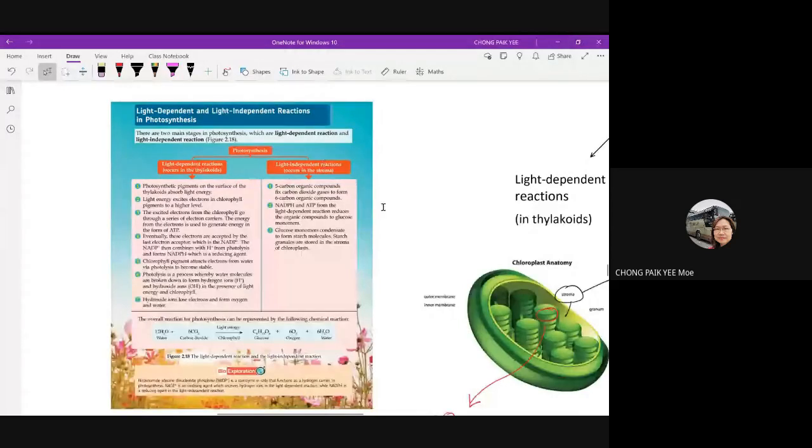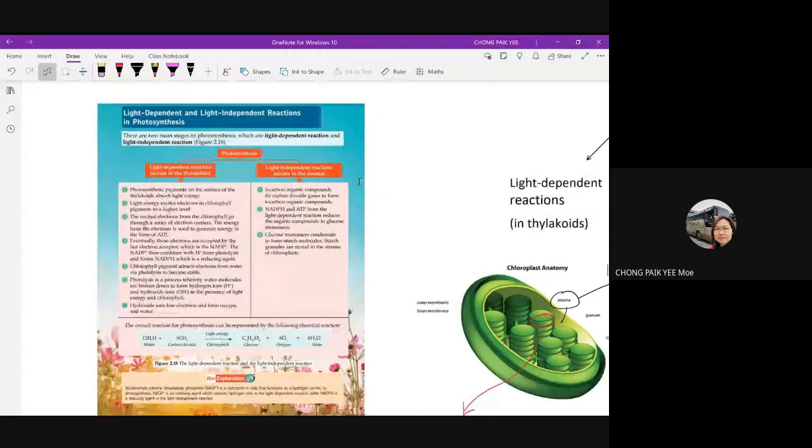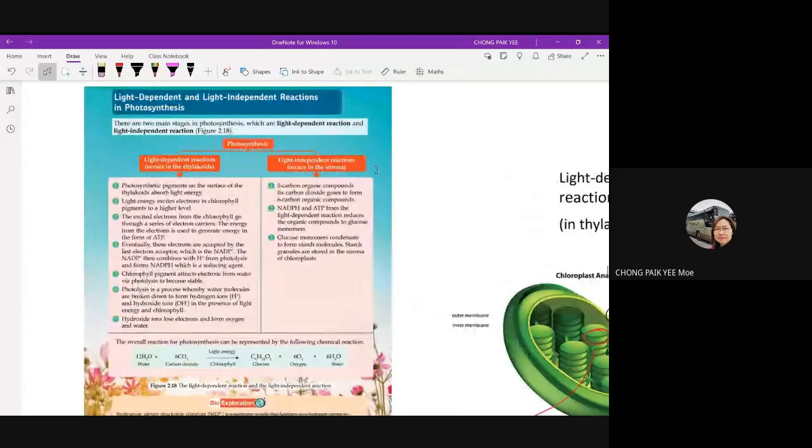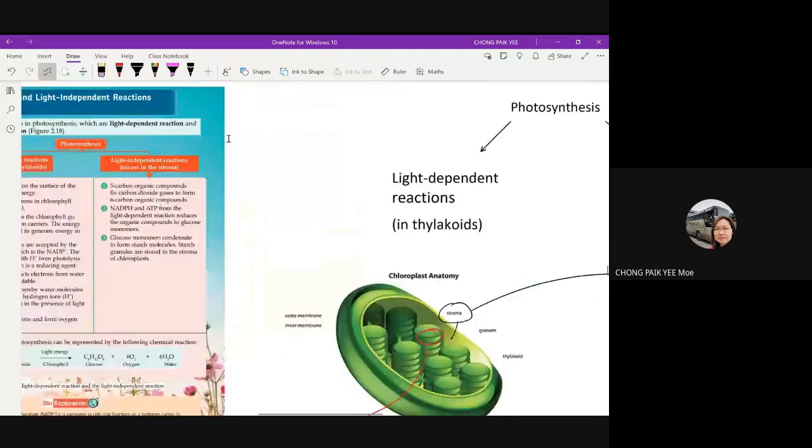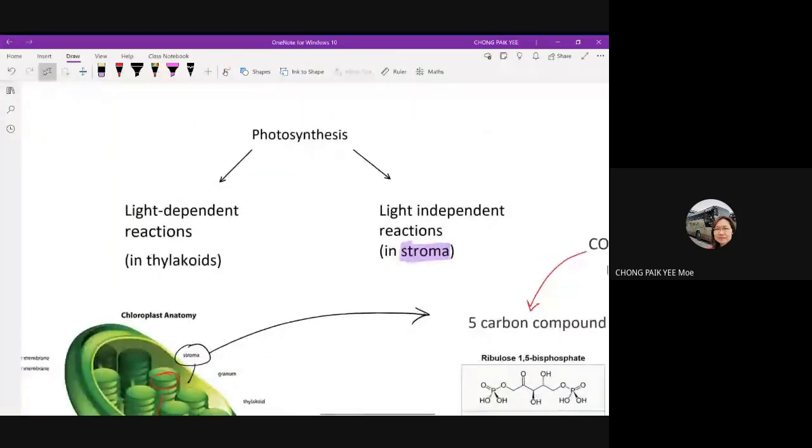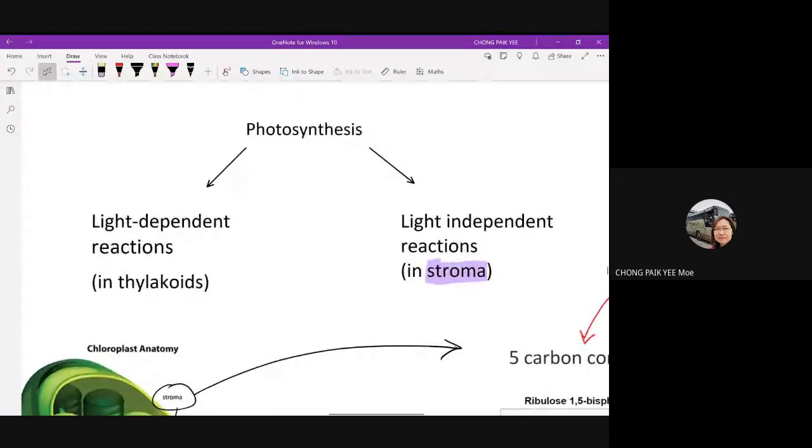All right, now today we're going to look at the light-dependent and light-independent reactions in photosynthesis, according to the textbook in KSSM, your syllabus. As we learned last week, there are two reactions in photosynthesis. So you want to jot this down. In fact, this is in the textbook.